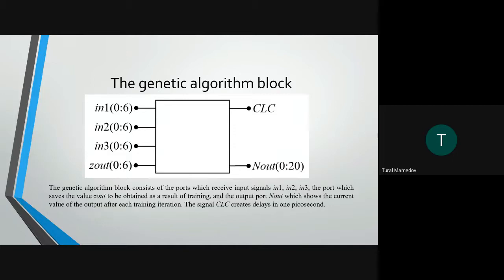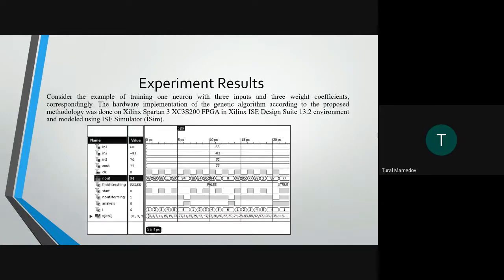Here is the genetic algorithm block, which consists of the ports which retrieve input signals and save the value to be obtained as a result of training, and the output port which shows the current value of the output after each training iteration. And the signal creates delays of 1 picosecond. Here are the results.